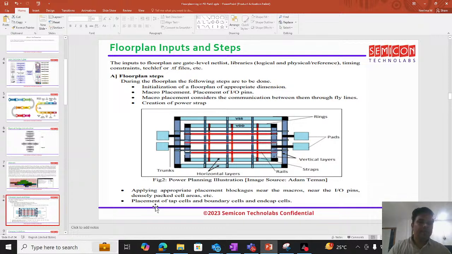Okay, and the placement of tap cells, boundary cells, and end cap cells. Once you place your macros, before we move to the PDN, it is recommended to place your physical cells, right?